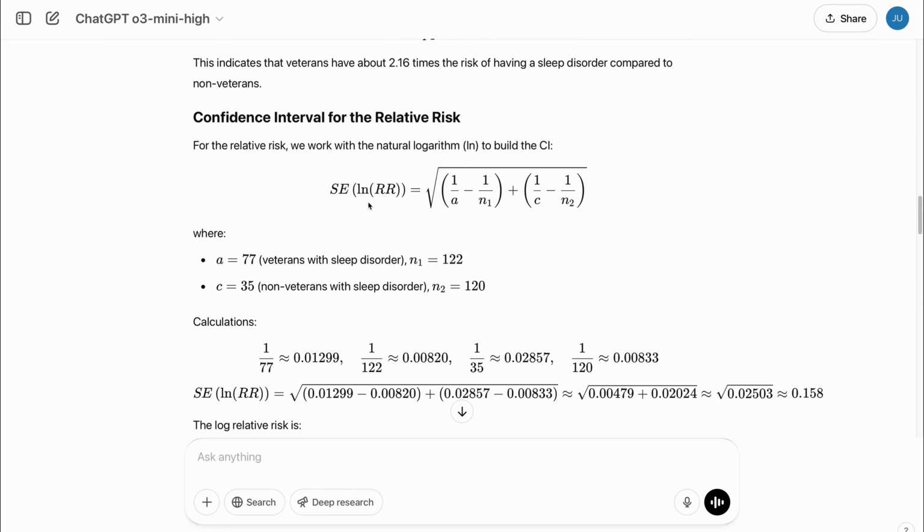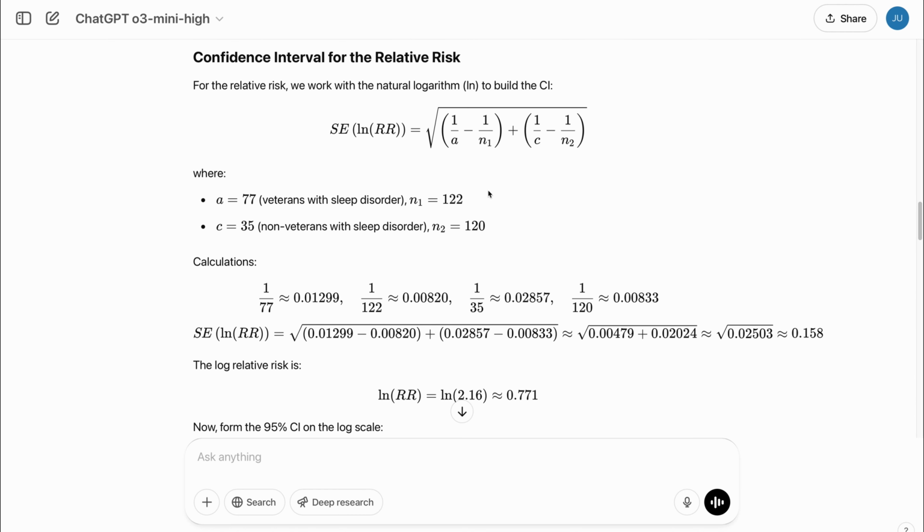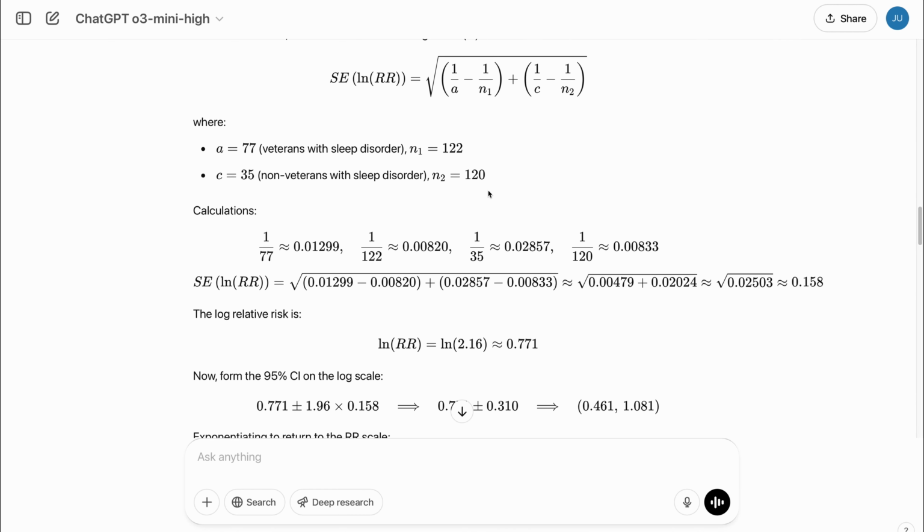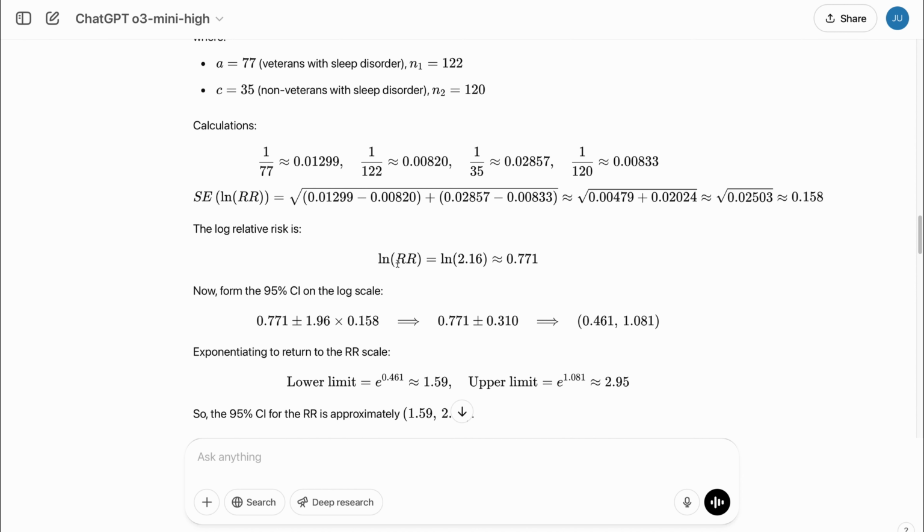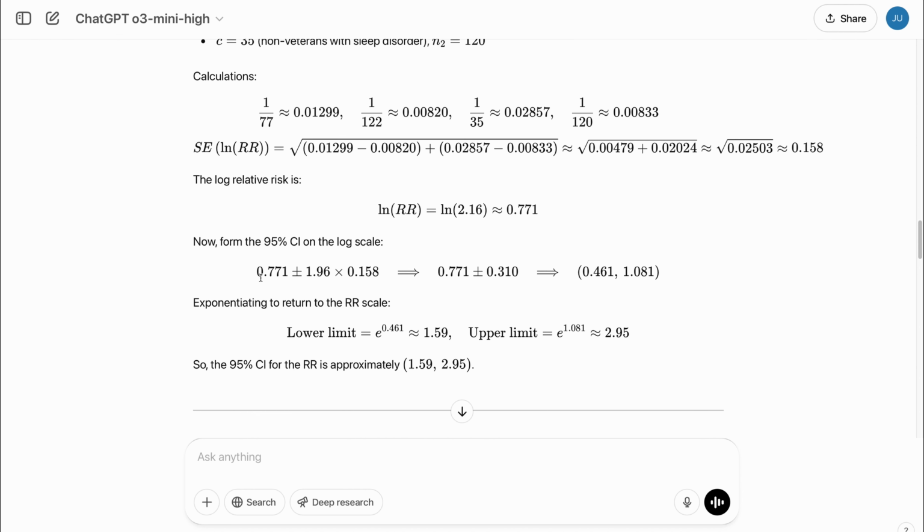And now it's doing the confidence interval, and look at that. That's the standard error of the natural log; you've got to take the natural log. And that's how we do it. You can see this algebraic form is different from the one that we use, but you're going to see the results are exactly the same. And so we take the natural log of 2.16. If you do the calculator, that would be 0.771. And so we're going to take 0.771 plus or minus 1.96 times the standard error.